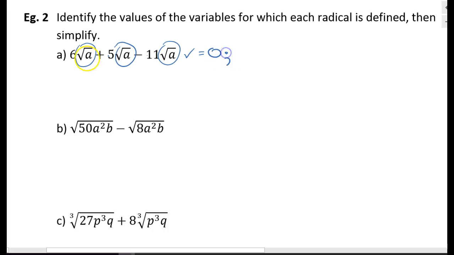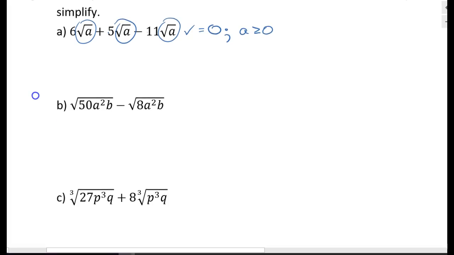Do be careful to state your restrictions on your radical as well. Okay, don't forget that. Just because it doesn't ask for it, always state any restrictions. So a would have to be bigger than or equal to 0. And we saw this in our last lesson because we cannot take the square root of a negative number.